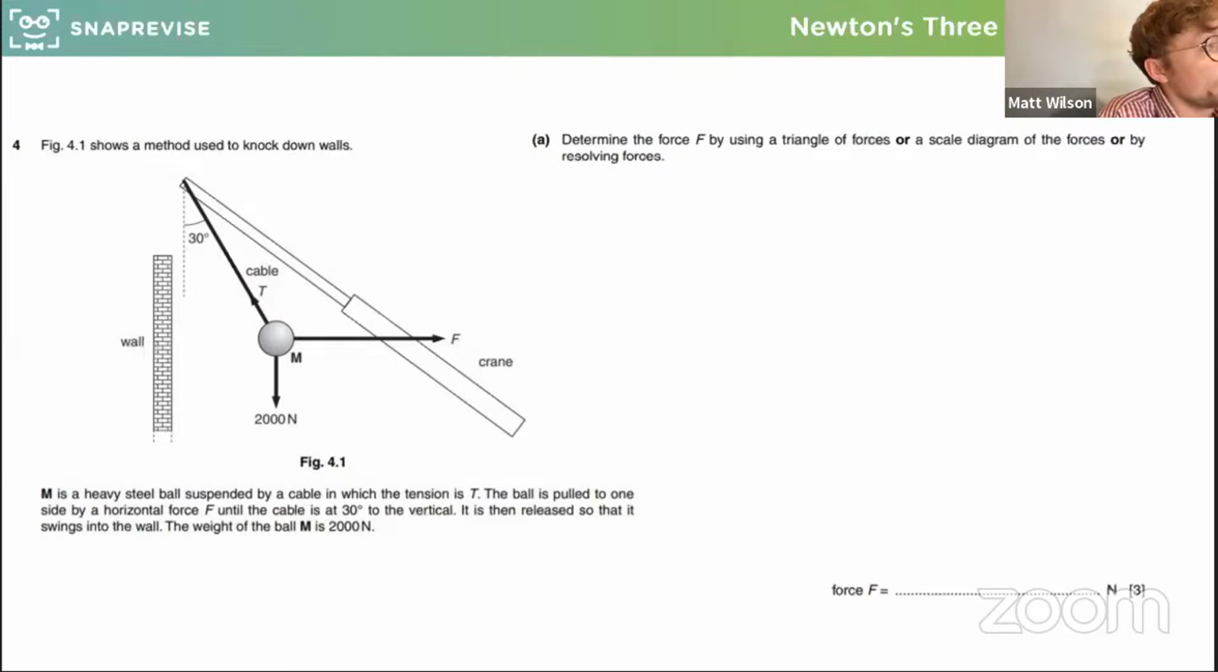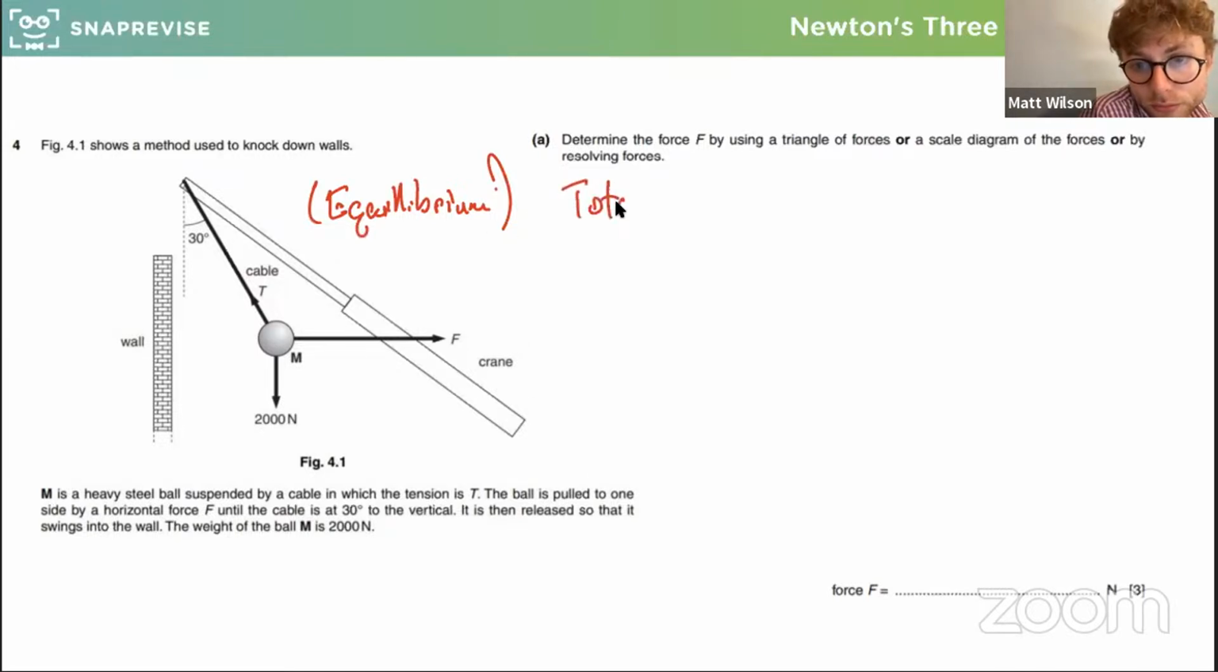We are asked now to determine the force F using a triangle of forces or a scale diagram of the forces or by resolving forces. Okay, so I expect that somewhere else in this exam question, an extra piece of information will have been given. If we hadn't been given this information, we wouldn't be able to answer this question. So we're going to have to assume that this object is in equilibrium. So what does being in equilibrium mean? Being in equilibrium means that the total force is zero.